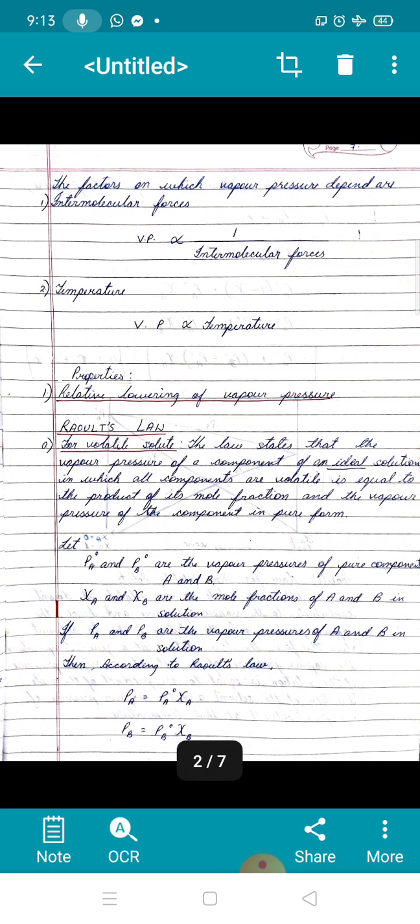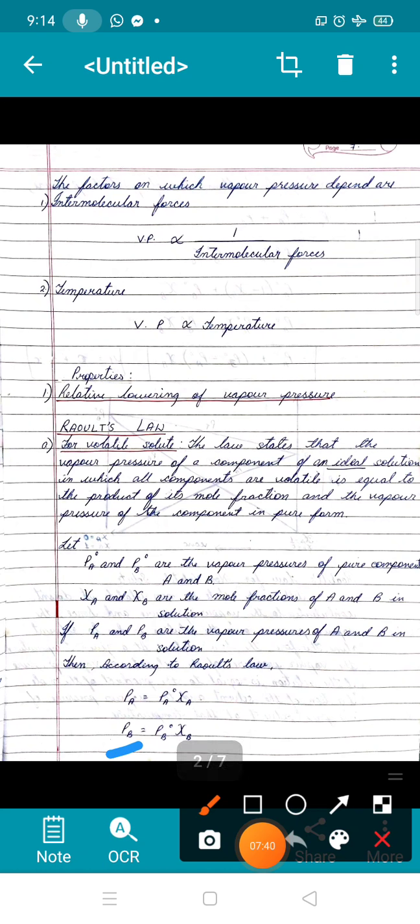Here what will happen, you see, since we are considering the solute to be non-volatile, that means component B will not go to vapor phase and it will not exert any pressure. So what will be the value of PB? PB will be equal to 0. Why 0? PB will be equal to 0 because it is not a volatile substance and it is not going to vapor phase, so it is not exerting any pressure.